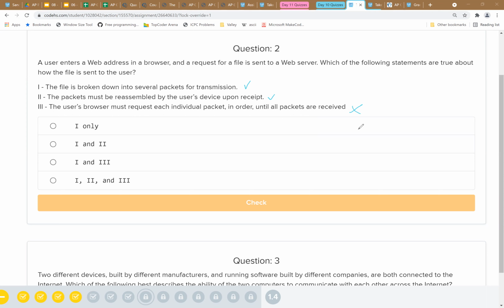What happens is the server splits all the packets up and then shotgun blasts them all into the internet. They all make their way to the recipient, at which point, using those TCP values, using the numbers we have assigned to each one, we can put them back together no matter what order we receive them. So only 1 and 2 are correct here.